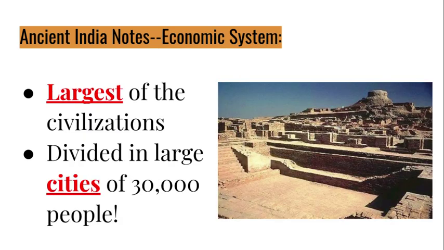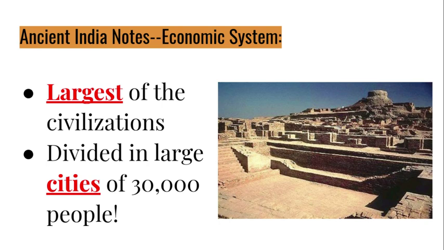Ancient Indian notes: economic system. The largest of the civilizations was ancient India. Out of Mesopotamia, China, and ancient Egypt, the largest one when we look at space or land was ancient India. And it was divided into cities of 30,000 people, which was probably the most populous civilization that we've looked at so far.